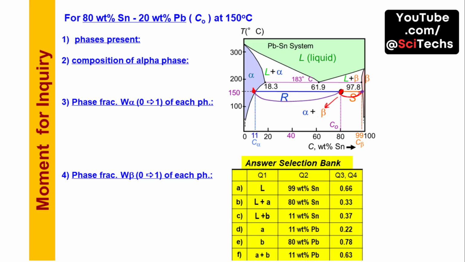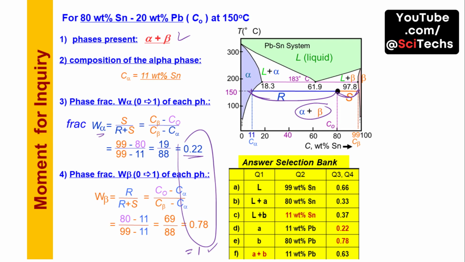Let's apply our knowledge to an 80 wt% Sn, 20 wt% Pb alloy at 150 degrees Celsius. Identify the phases present, the composition of the alpha phase, and calculate the phase fractions. This exercise reinforces our understanding of phase diagrams.